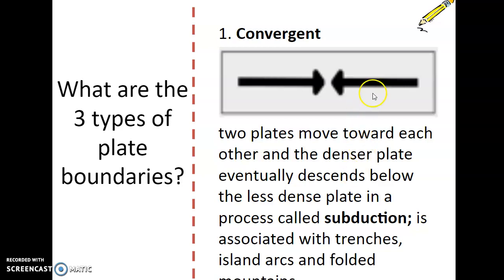So we can think of them converging or coming together. So this is when two plates move towards each other and the denser plate eventually descends below the less dense plate in a process called subduction. So this is associated with trenches, island arcs, and folded mountains.